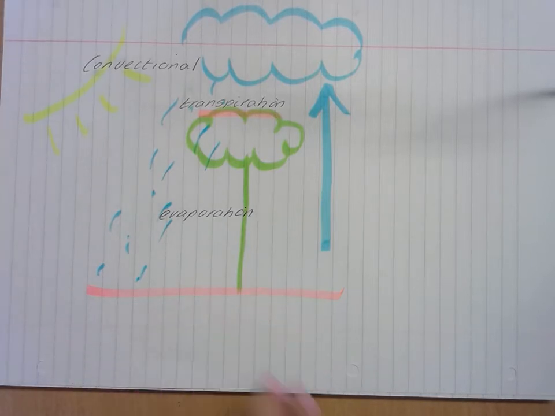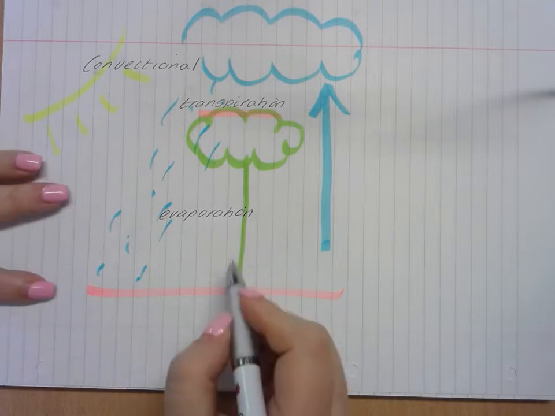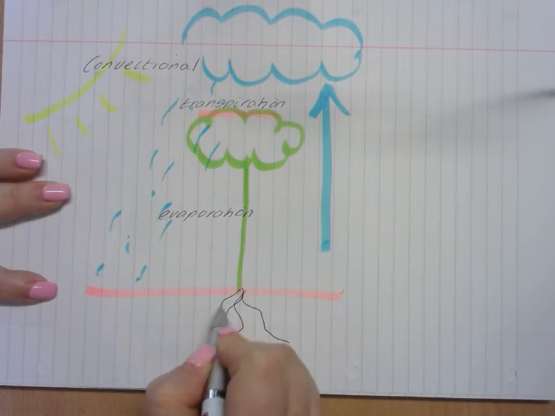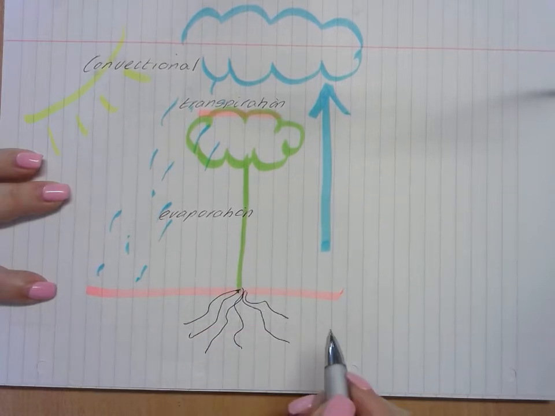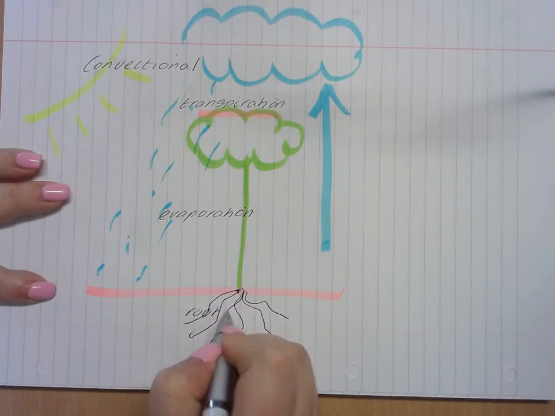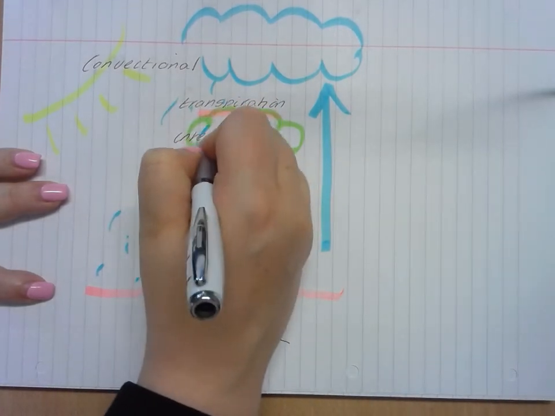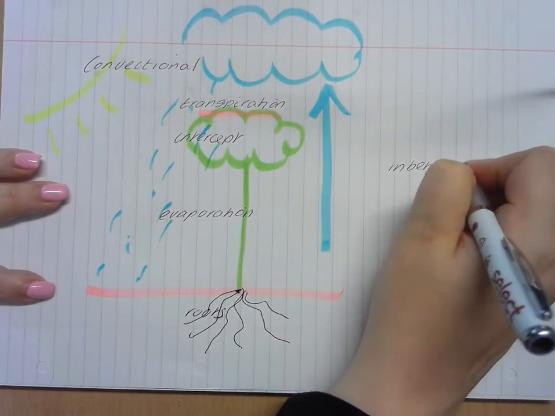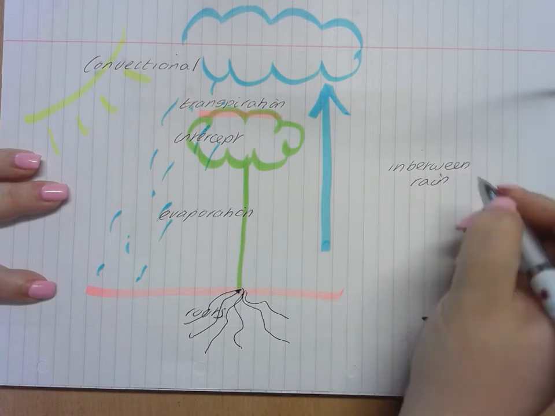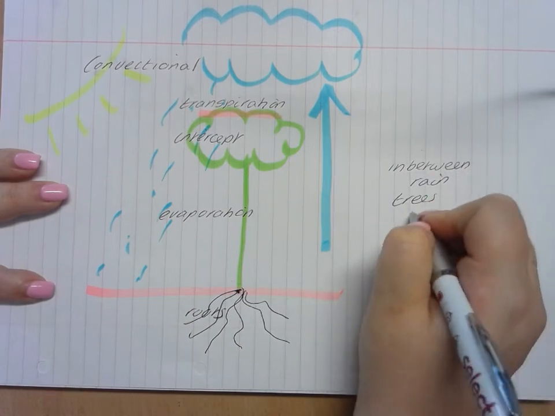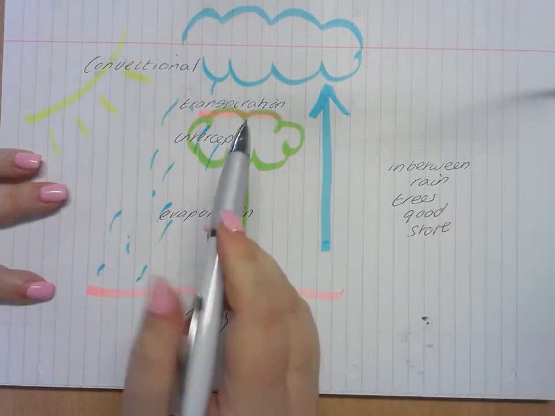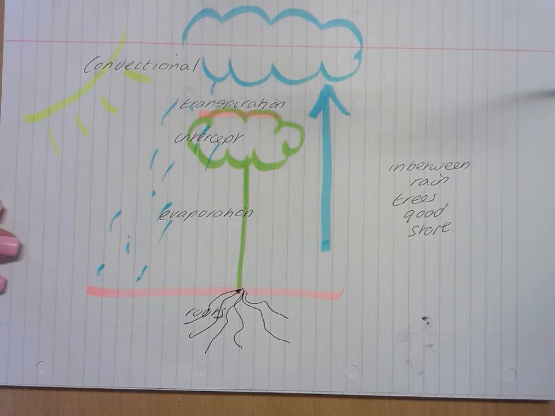Now, in between the rainfall, which is a daily occurrence, the roots take up the water from the ground, and trees also intercept the water. So in between the daily rain, the trees are a good store of water because they take it up from the roots and they intercept it from the rain. Okay, so that's the water cycle of the tropical rainforest.